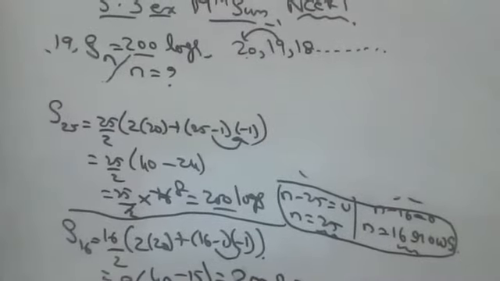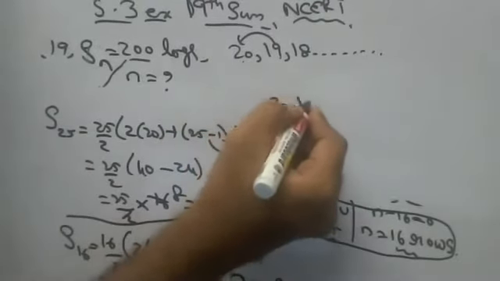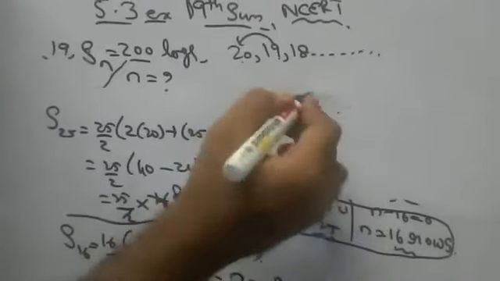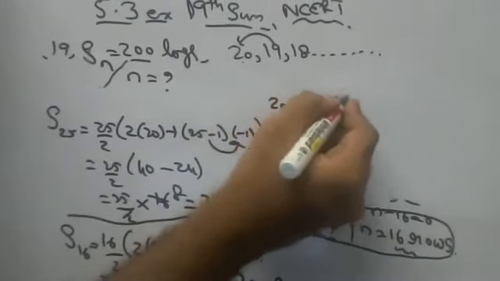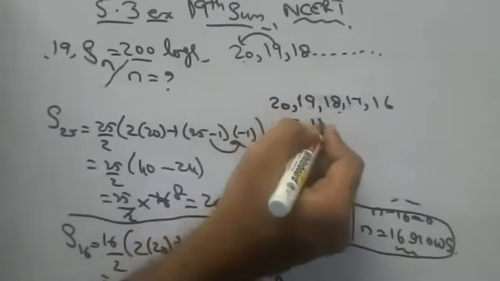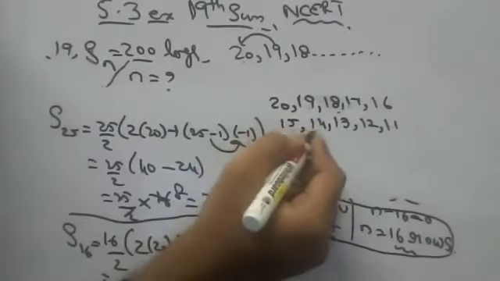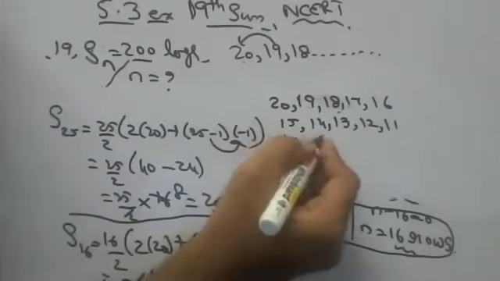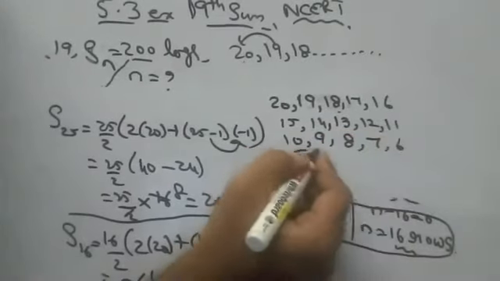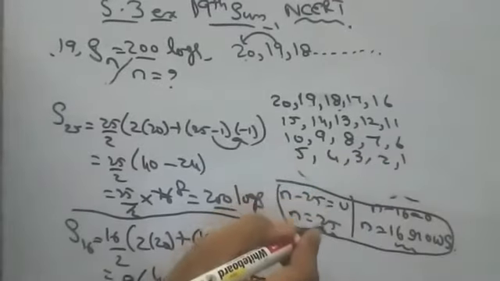Because in examination, sometimes they will ask, what is the reason for your two answers? 20, 19, 18, 17, 16. Okay. 15, 14, 13, 12, 11, 10, 9, 8, 7, 6, 5, 4, 3, 2, 1. Okay, children.